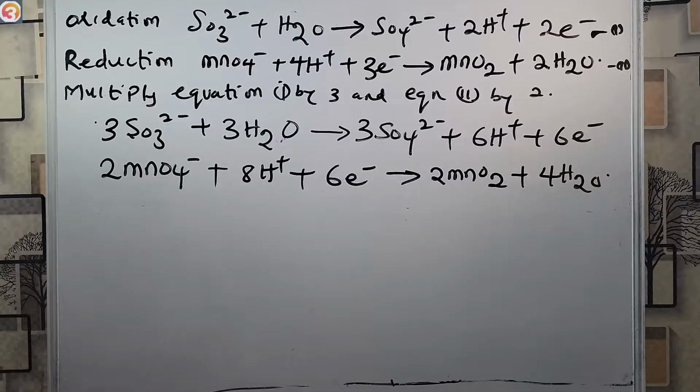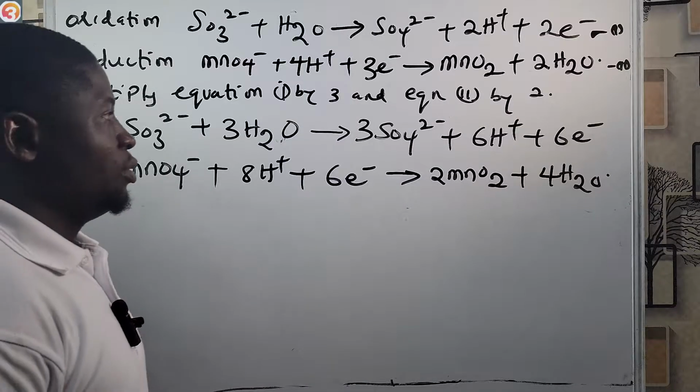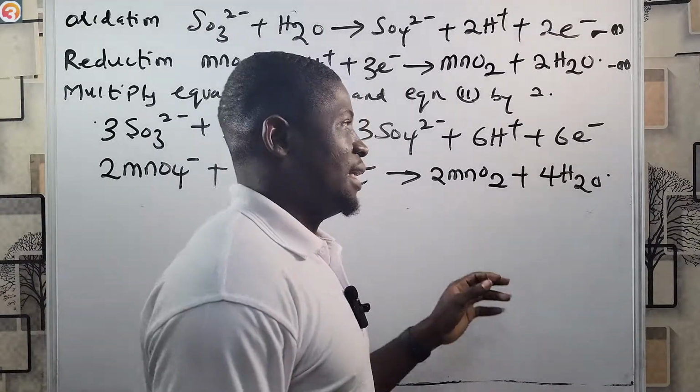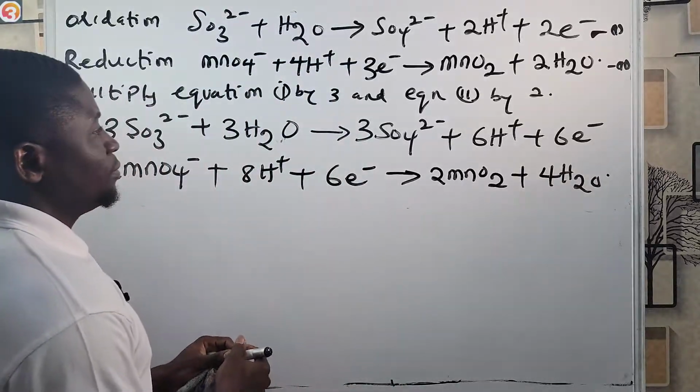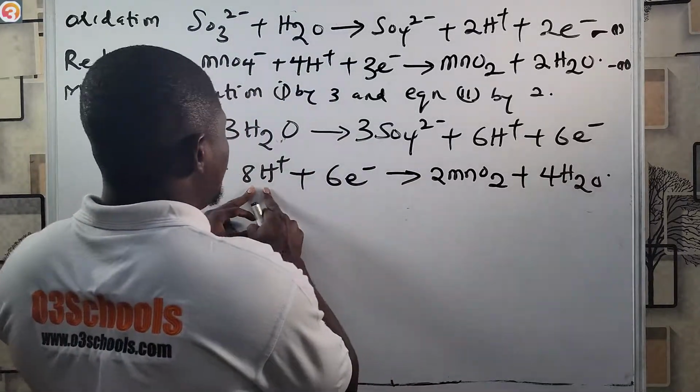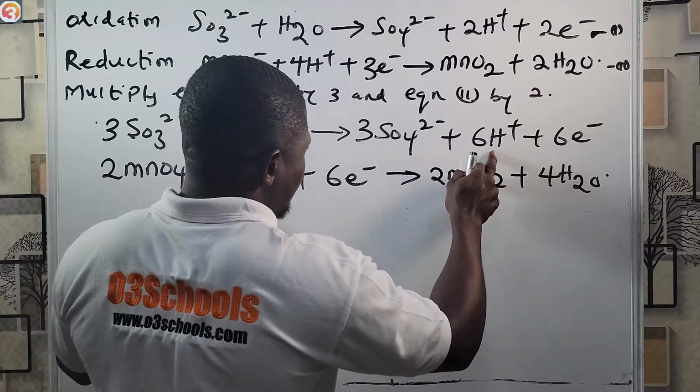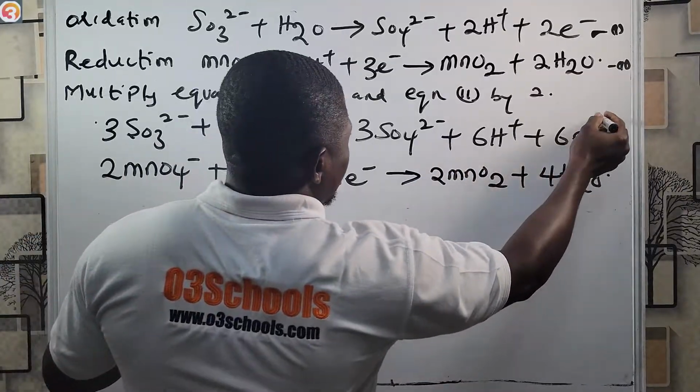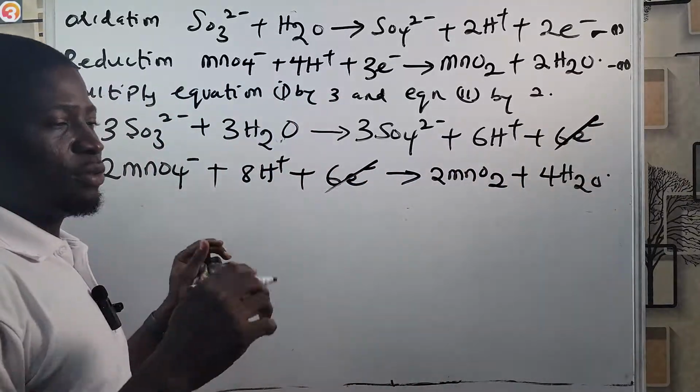All right, now what do we do? We cancel out what is necessary to be cancelled out. Let's start our cancellation. We have 8H+ here, we have 6H+ here. First of all, this one will go. The electrons will cancel out.